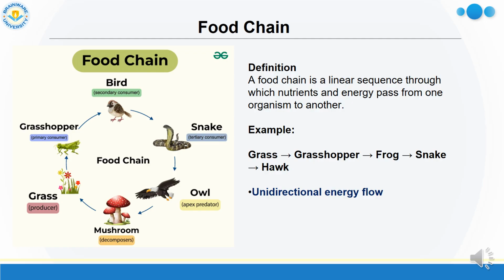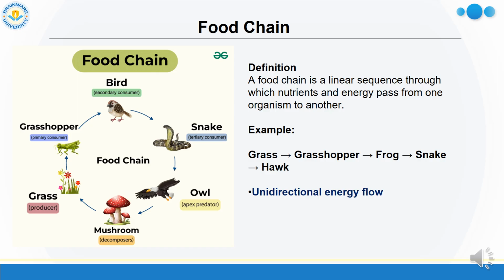Next, food chain. Food chain. What is food chain? Food chain is a linear sequence through which nutrients and energy pass from one organism to another. For example, suppose grass. Grass is producer. So green grass is producer.